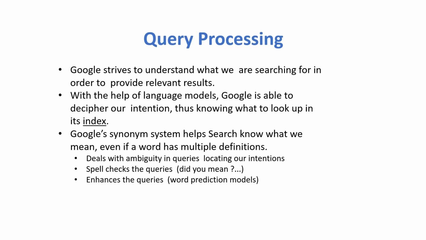Google's synonym system helps search know what we mean even if a word has multiple definitions. Of course, natural language words are ambiguous and they have multiple meanings. So the query processing module needs to tackle all these challenges. It deals with ambiguity in the query, locating our intentions. For example, if a software person gives the query Apple, then Google will definitely throw results about the Mac Apple. So it deals with the ambiguity using the user's intention.